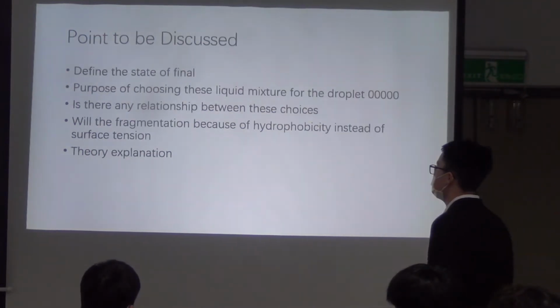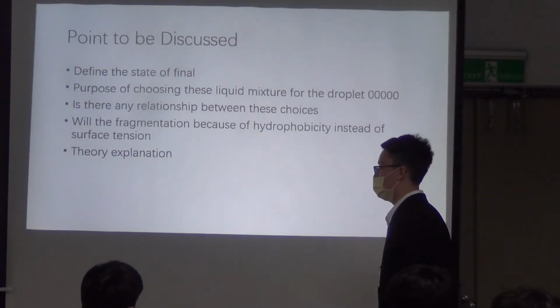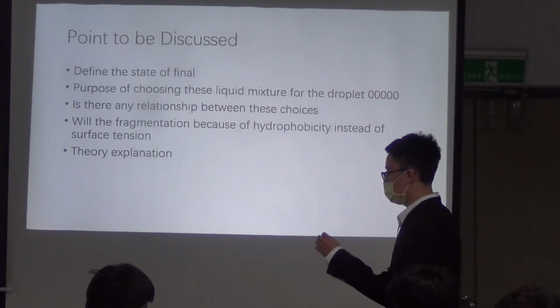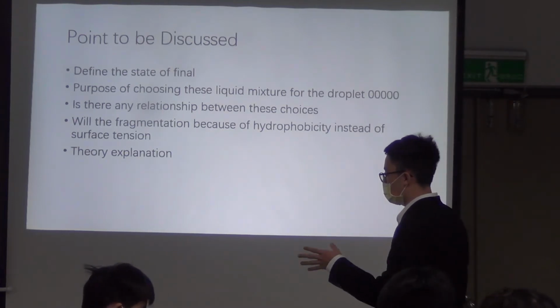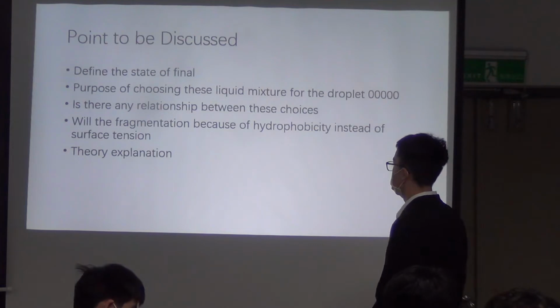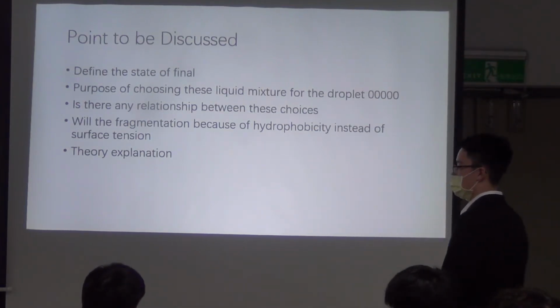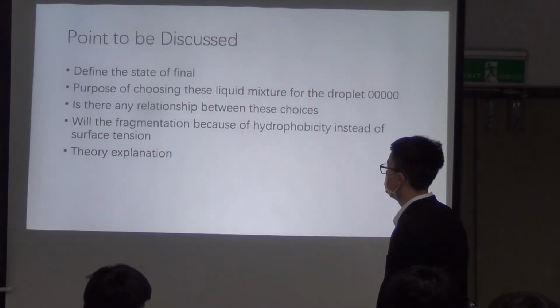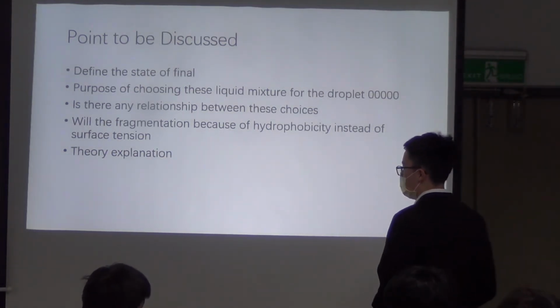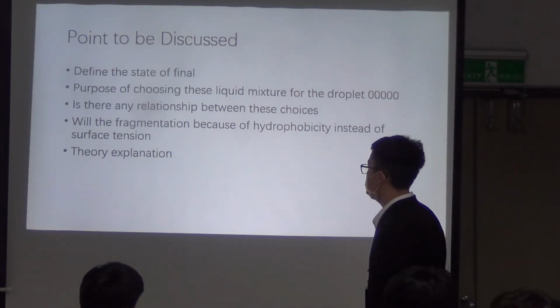And here are the points to be discussed. Define the final state. In this experiment, when you drop the droplet onto oil or something else, there are different kinds of states, and then you mention in your result the final state, where the radius is like several millimeters or so. You have to define the final state.